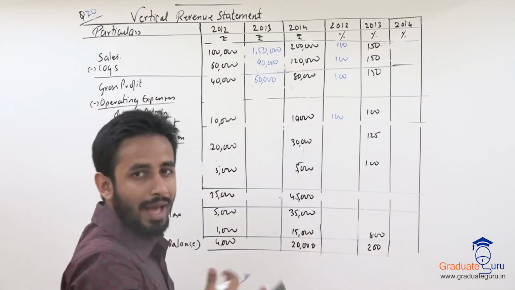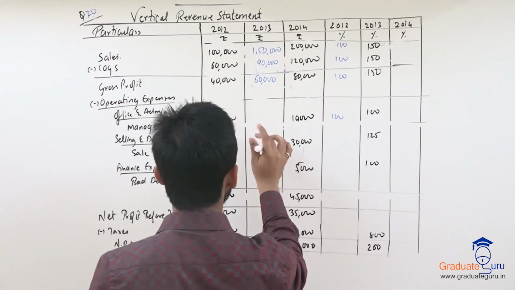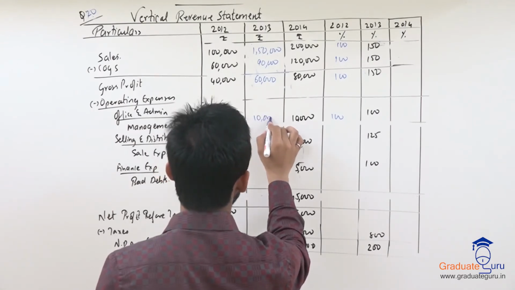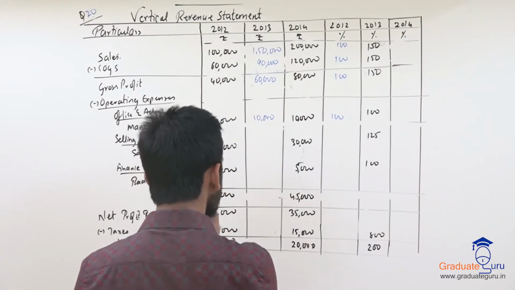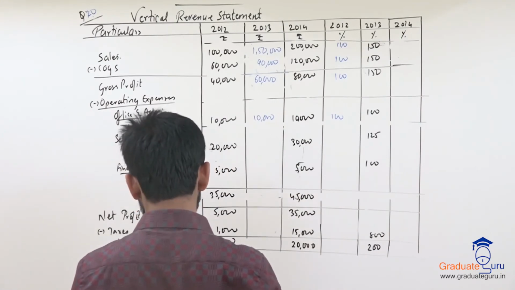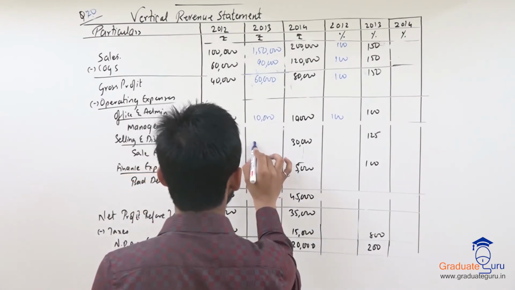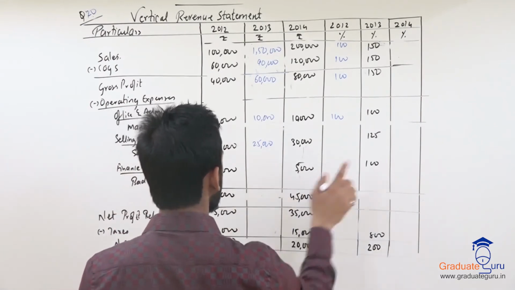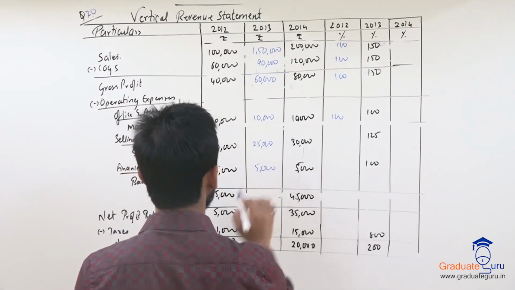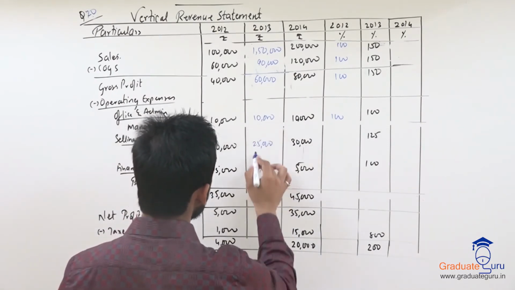Achha, we need not match over here, I'm just telling you. 10,000, 100% is 10,000 only. 20,000, 125%, that will be 22,500. 20,000 at 125%, 25,000. Then 5 into 100% is 5,000. And it goes monotonous. Add up 5, 30, 40.